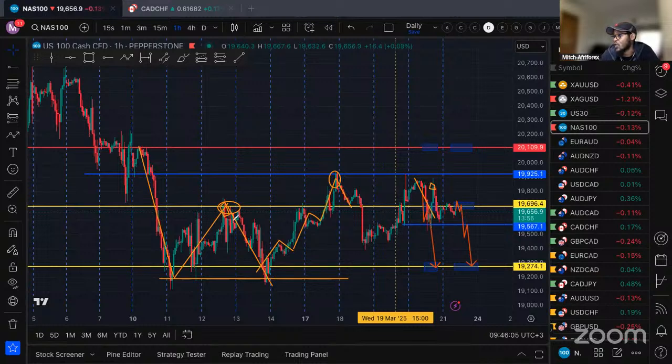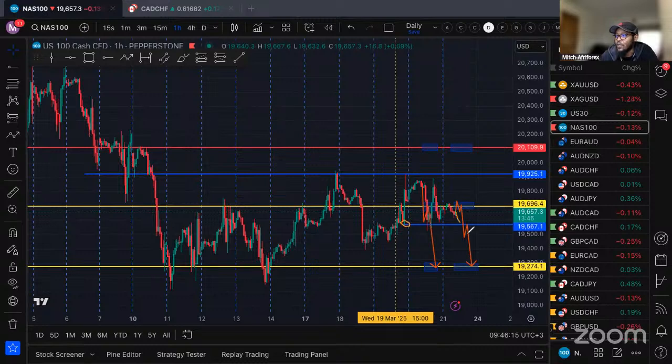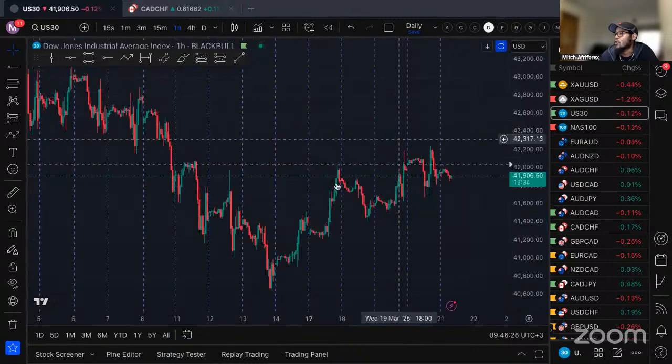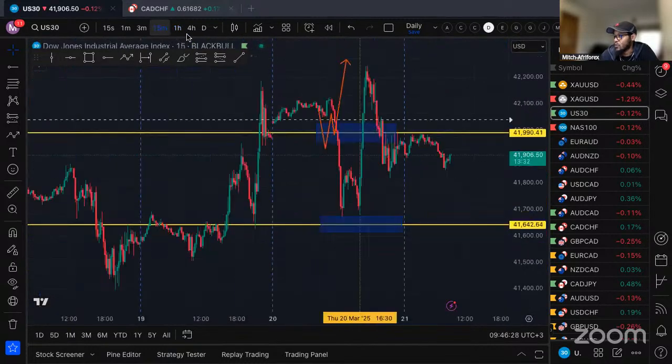So in this situation, we will still be looking for sells overall since we are overall within a seller's zone. But if you want to be safe, you can wait for a breach of the blue SNR. I think at that point in time, you would be safe to look for your selling opportunity there. So hope that is clear on the NAS 100 as we move on to the US 30 or the Dow Jones.